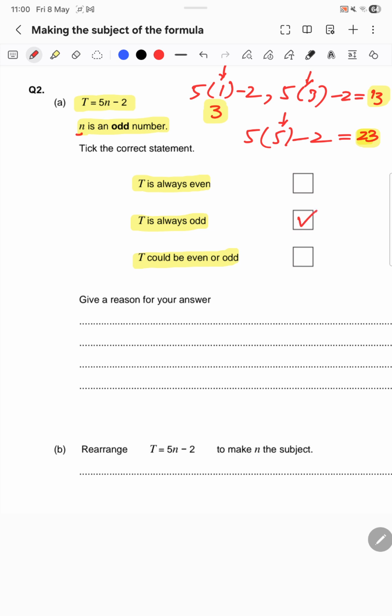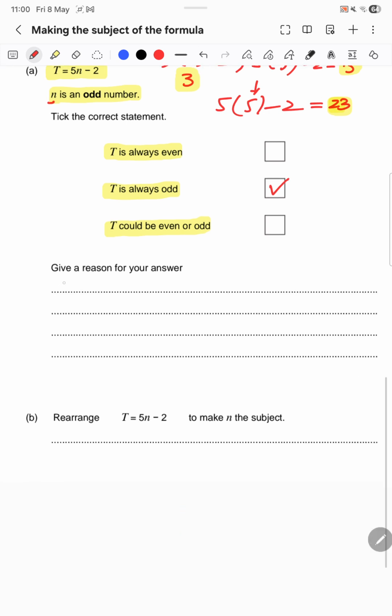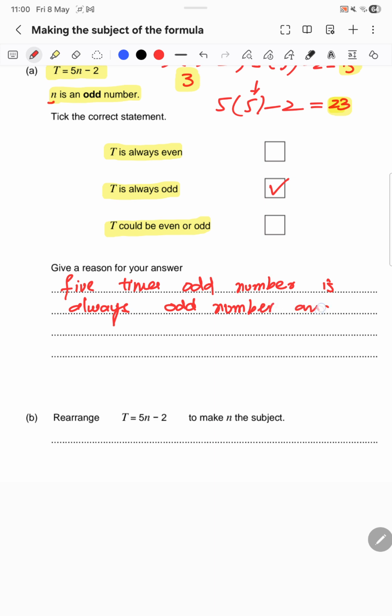So what would be the reasoning over here? We should write: 5 times an odd number is always an odd number, and take away 2 from it will remain an odd number. So that would be the reasoning.